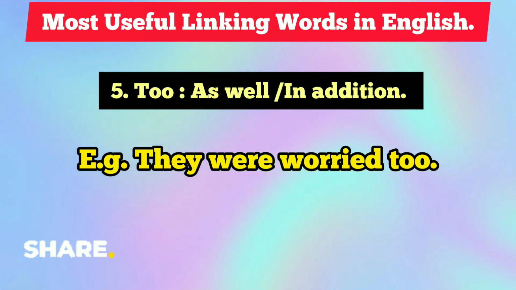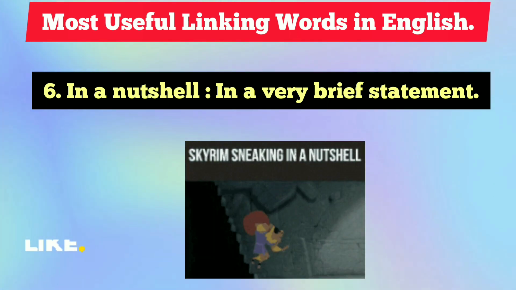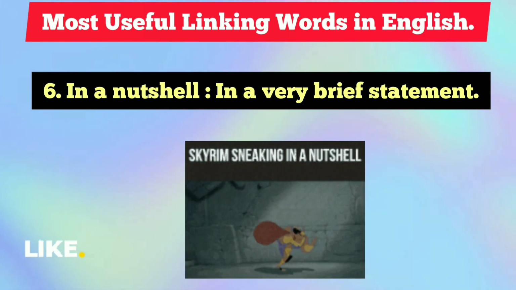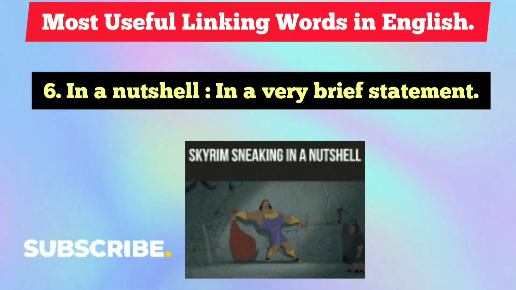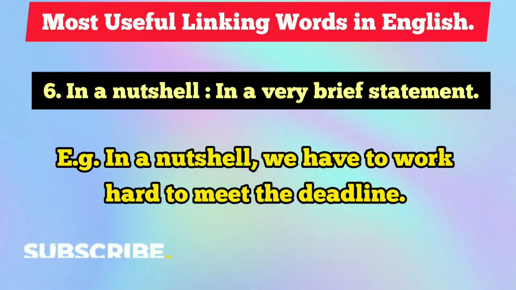Up next, we will dive into the sixth one, that is in a nutshell. In a nutshell means in a very brief statement. When you want to briefly say something, that time you use this and say in a nutshell, and then specify what exactly you want to say. As you see, in a nutshell, we have to work hard to meet the deadline. So I'm quite sure it's clear. That means briefly we have to work hard to meet the deadline.